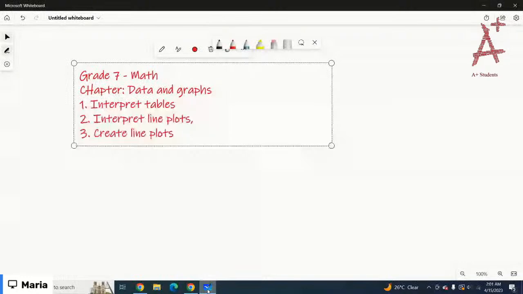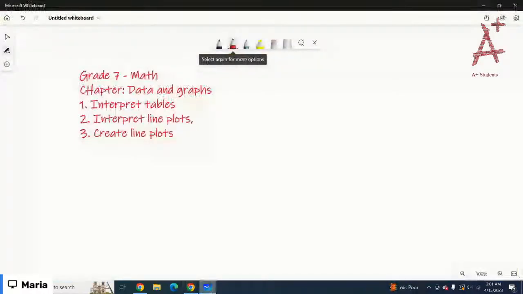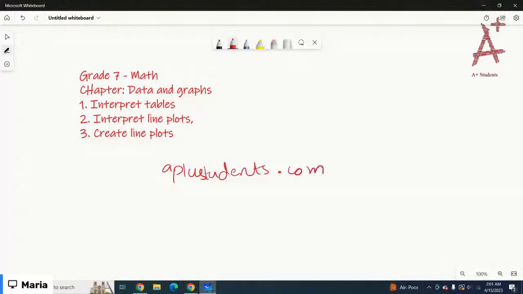We're going to start with grade 7 maths. You can find all the lessons on aplusstudents.com. You have to log in there using your email address, and the password is provided by the administrator. Then you have to select math from the subject tab. Scroll down to grade 7 and then click on view all lessons.